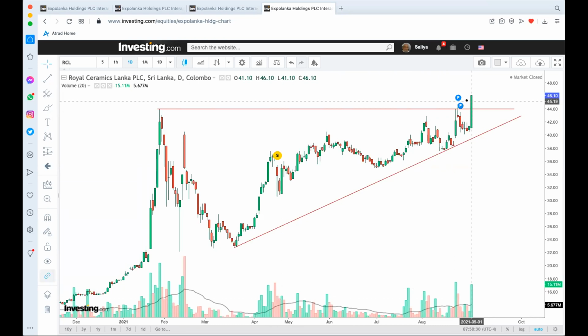At the same time, you can see that the high and the low of today's candle, pay close attention to these values. When I'm keeping the cursor there, you can see open is 41.10, low is 41.10, high is 46.10, close is also 46.10. You don't see wicks, you don't see shadows in this candle. This is a very, very strong bullish candle.